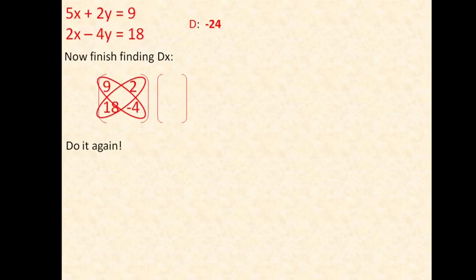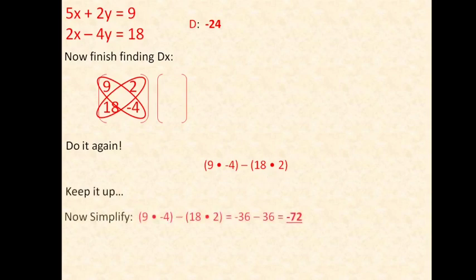9 and minus 4 will multiply together, 2 and 18 will multiply together, like this, A and D, B and C. Between them we will take a minus sign. A and D, that is 9 and minus 4, minus B and C, that is 18 and 2. When you simplify, you will get minus 72. This is the value of dx.